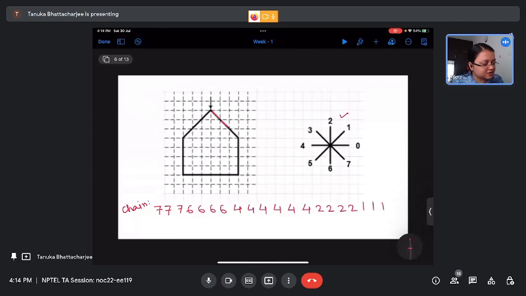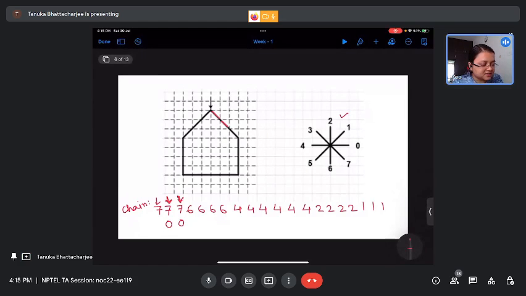So here the first direction that we have is 7, and the next line segment is also 7. So going from 7 to 7, we don't need any rotational steps. So the first differential code value will be 0. Again we have the direction 7. So for going from this second 7 to the third 7, we also don't need any rotational step. So this is also 0.